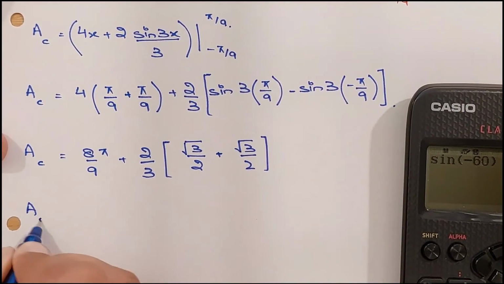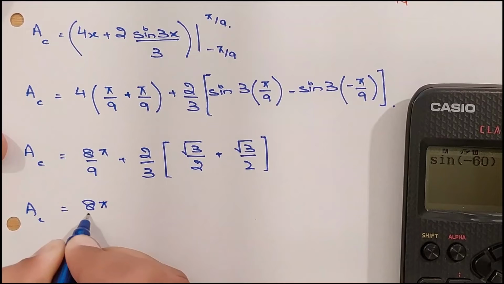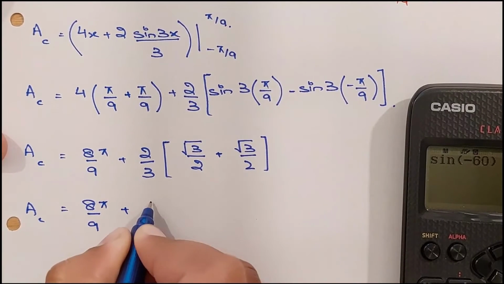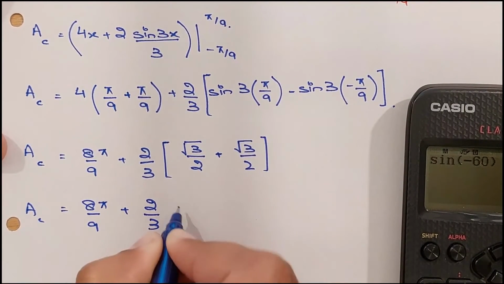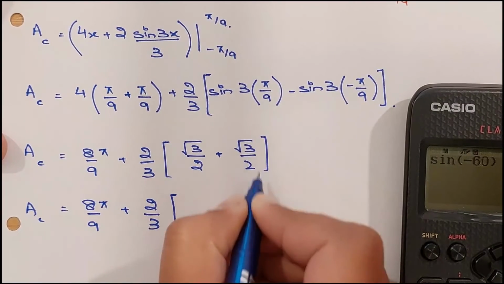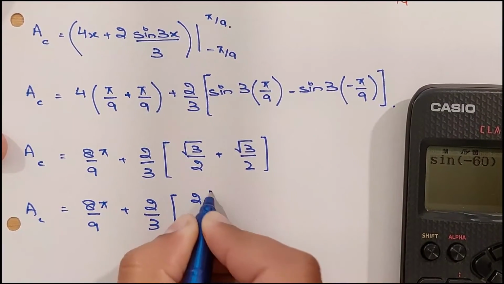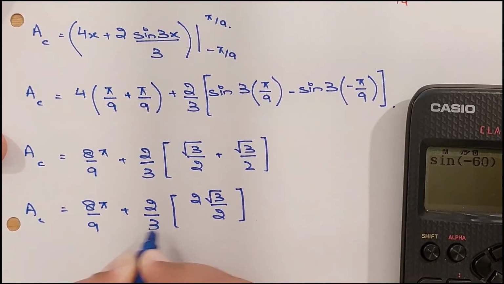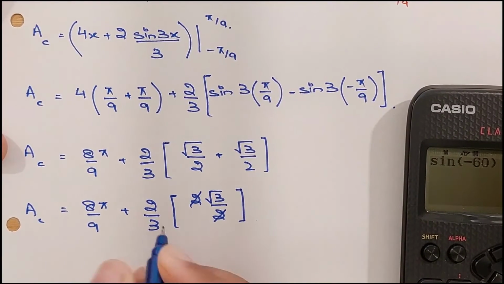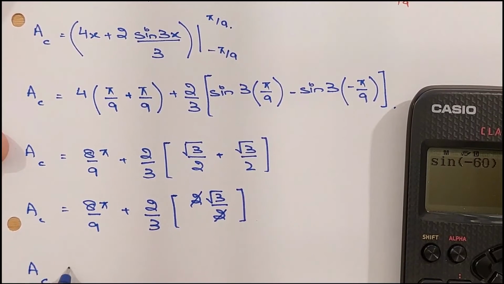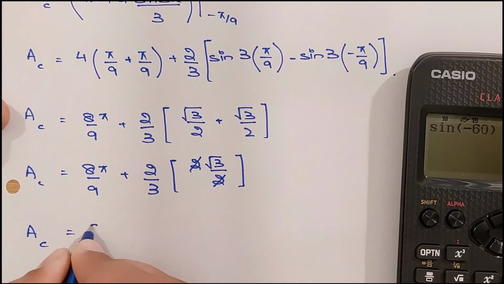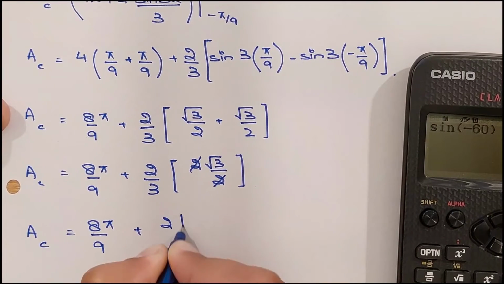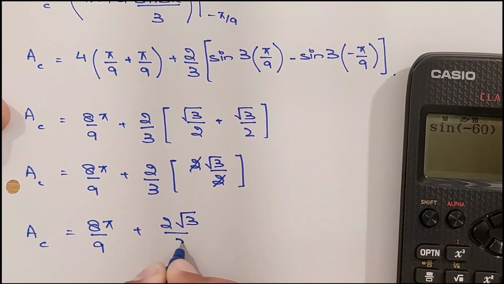Right, so area of the curve is 8 pi over 9 plus 2 by 3. So we have to add the square root of 3 by 2 and the square root of 3 by 2. So 2 times the square root of 3 by 2. Right, so 2 is cancelled with 2. Now we have area of the curve is 8 pi over 9 plus 2 square root of 3 divided by 3.